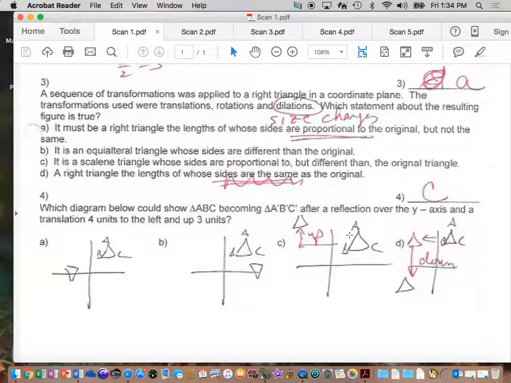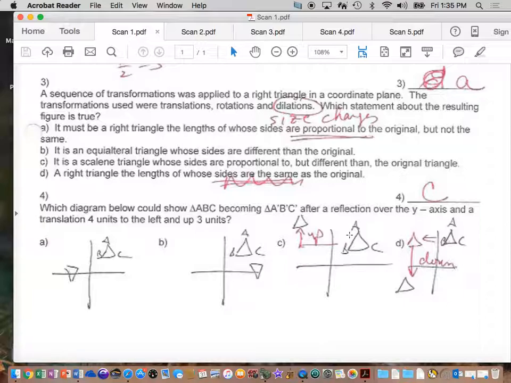A sequence of transformations was applied to a right triangle in a coordinate plane. Transformations used were translations, rotations, and dilations. Which statement about the resulting figure is true? It must be a right triangle. The lengths of the sides are proportional to the original, but not the same. Equilateral triangle, that doesn't make sense, because if you're going to do these transformations, it's the type of triangle that stays the same. Scalene, no.